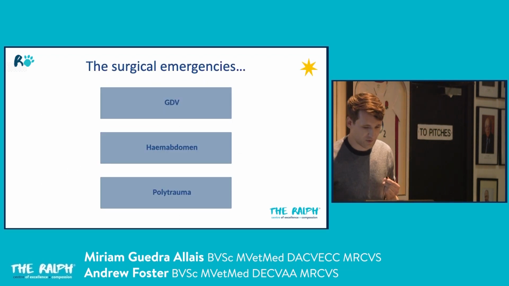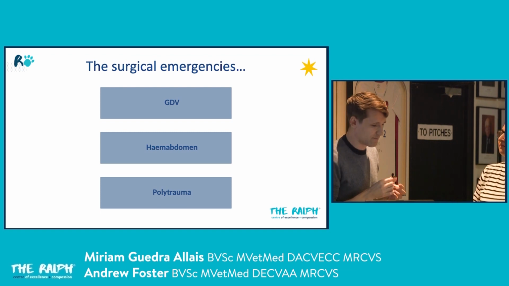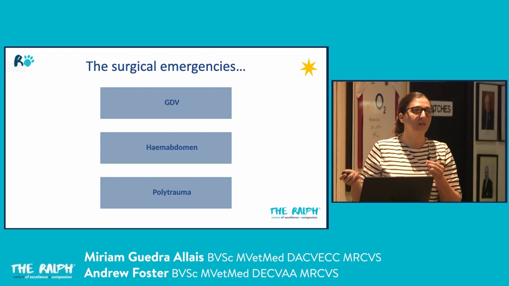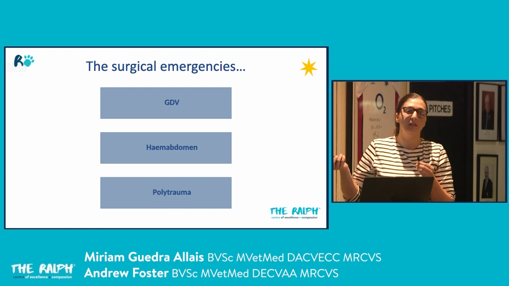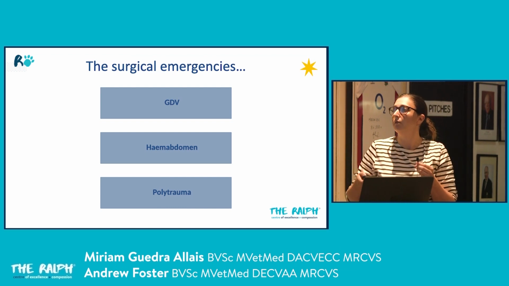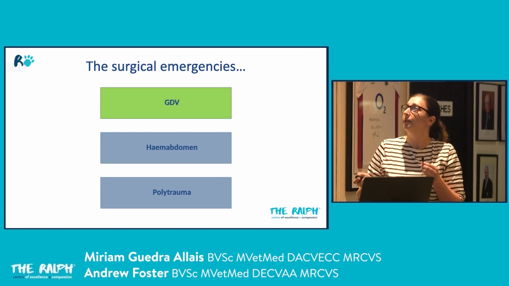Okay, so I'm just going to hand over to Mimi to discuss the emergencies that we're going to be talking about. The main ones that we're going to discuss tonight, and we feel like they are the principal ones that you're most likely to see, are the typical GDV, the hemo-abdomen and the polytrauma. So we're going to start with the GDV.